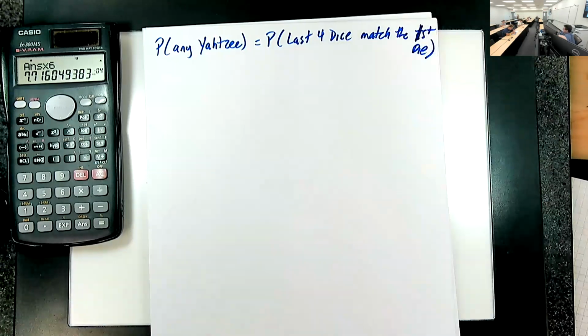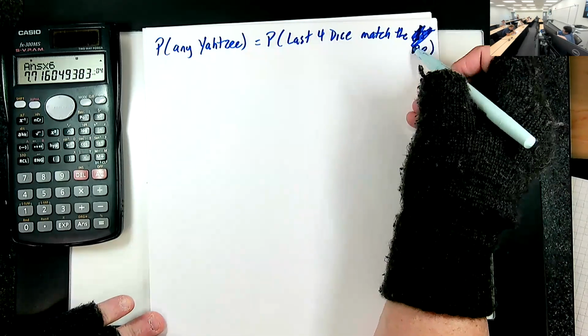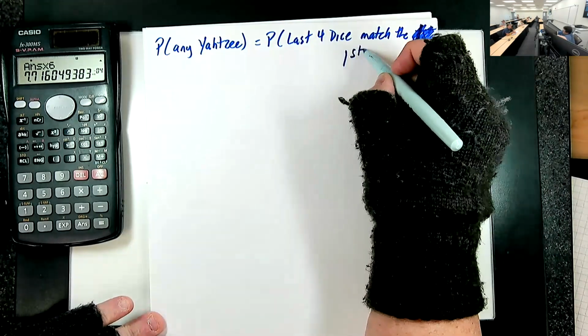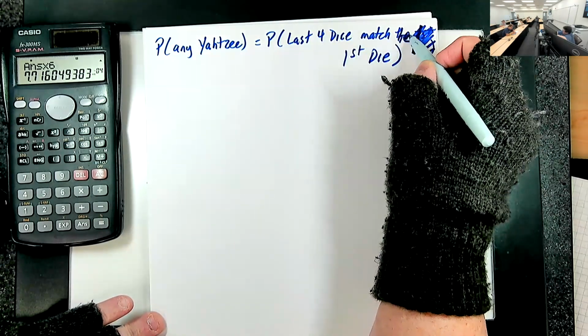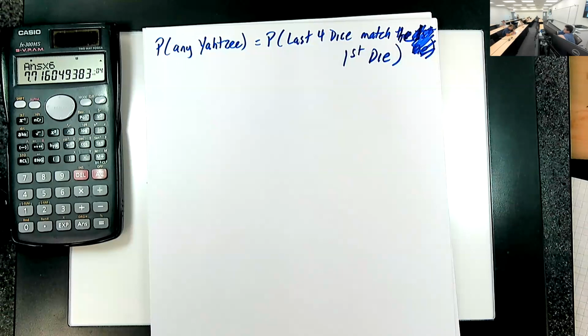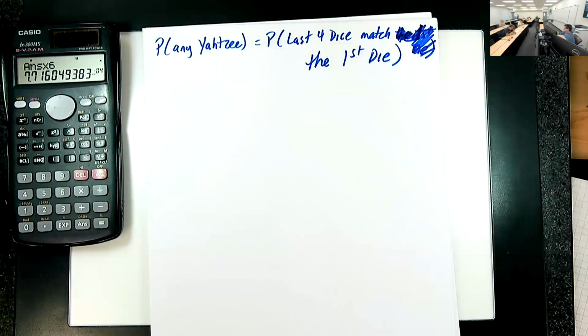And plural of dice is dice, singular of dice is die. That looks bad. Match the first die. There we go. Get rid of the word the there, and let's put the down here. Now it looks better, other than the scribbles.